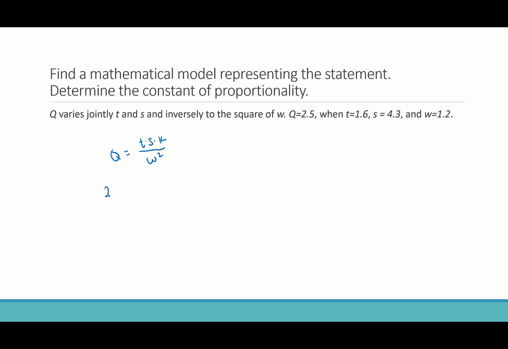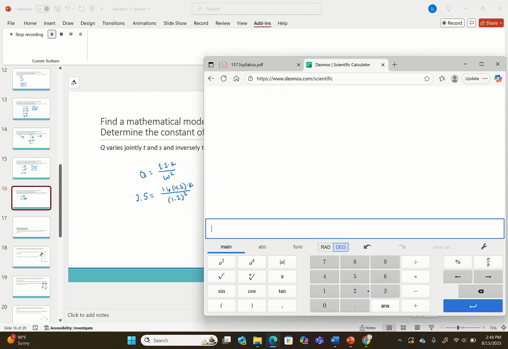We will say that 2.5 equals 1.6 times 4.3 times k divided by 1.2 squared. So far, so good? Okay, great. This is the first one where I might want to use a calculator because this is not math I necessarily want to do on my own, although you're welcome to. So let's pull up a calculator. Okay, so I have my calculator pulled up.